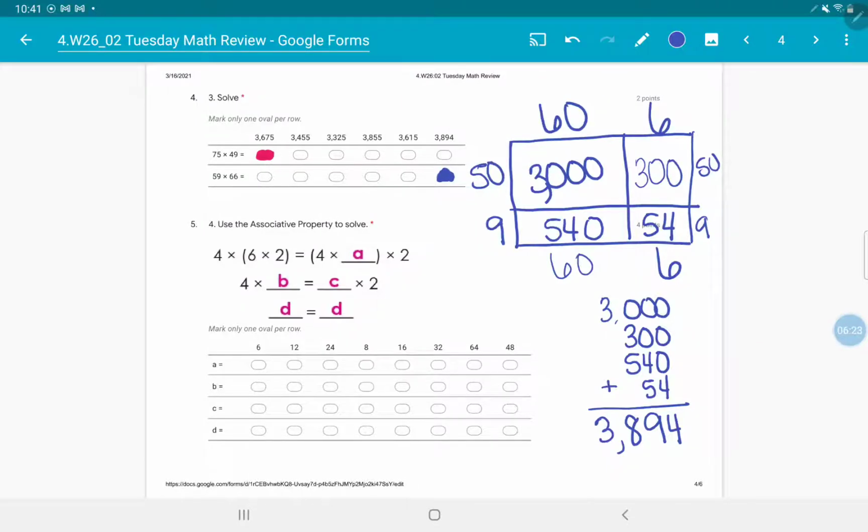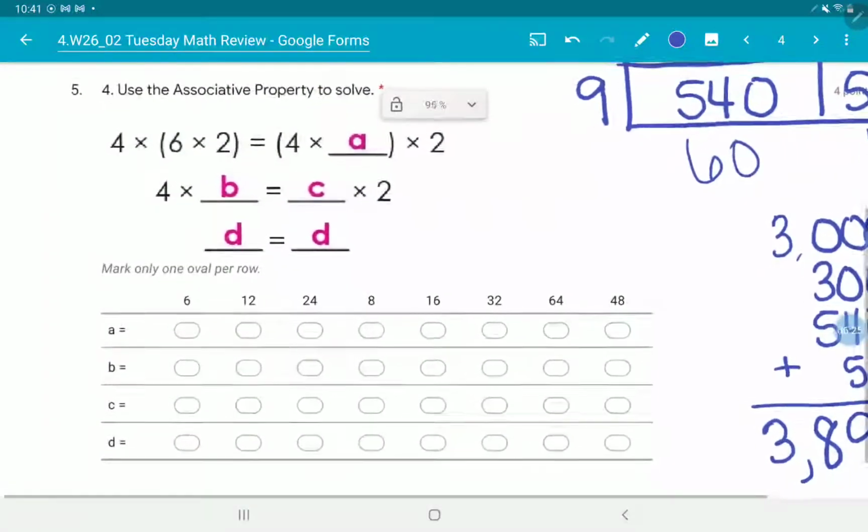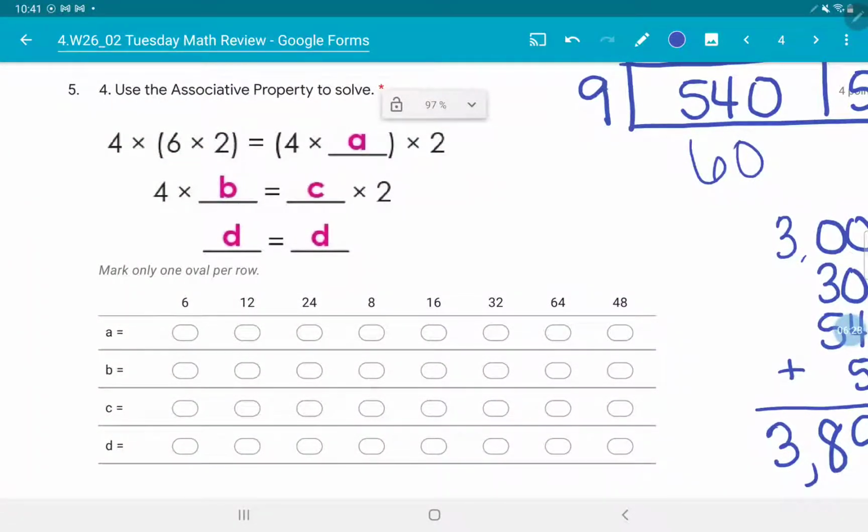All right, so sometimes these questions trip us up a little bit, but they shouldn't. So I want everybody to really focus and let's talk about what's happening. We're using the associative property to solve this multiplication problem. 4 times 6 times 2. What does the associative property say or mean?